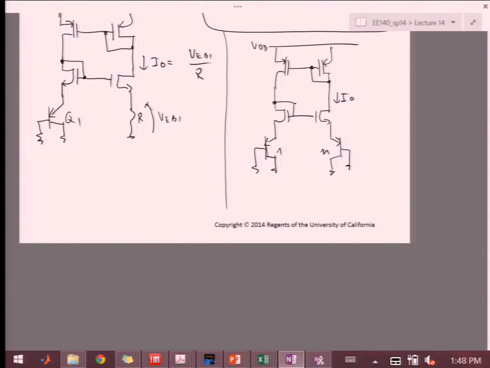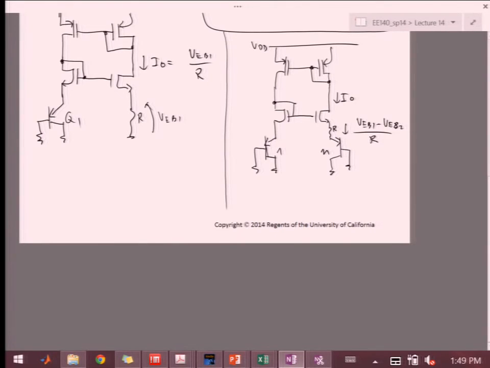So here I have my I naught is essentially going to be determined by the difference in the two VBEs, right? Sorry, to confuse you. There is R here, okay? So the current through here is VEB1 minus VEB2 over R.